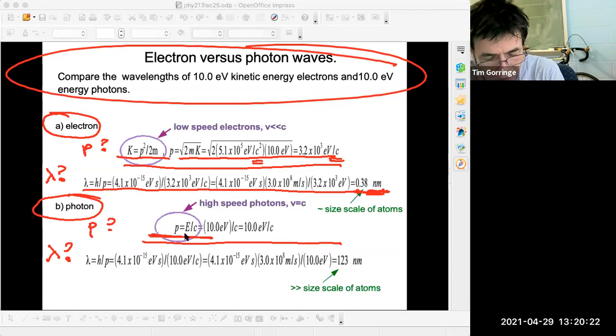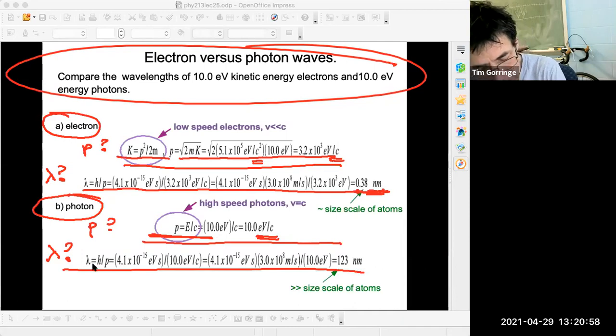This is the relativistic relationship between the energy and momentum of the photon. All we've got to do here, again, is divide the energy by c. So 10 electron volts divided by c is 10 eV over c. This is a unit of momentum. Electron volts over c is a unit of momentum, like electron volts over c squared is a unit of mass, and electron volts are a unit of energy. So that's an important point too.